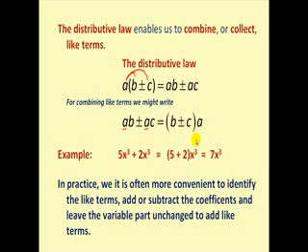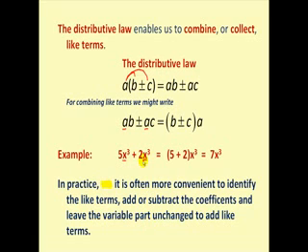So looking at this in the formal way, if we want to add or combine 5x cubed plus 2x cubed, notice both terms have three factors of x, so we can factor that out, which leaves us with 5 plus 2, which equals 7x cubed. Now formally, this is what allows us to combine or collect like terms, but in practice it is often more convenient to identify the like terms and then add or subtract the coefficients and leave the variable part unchanged.